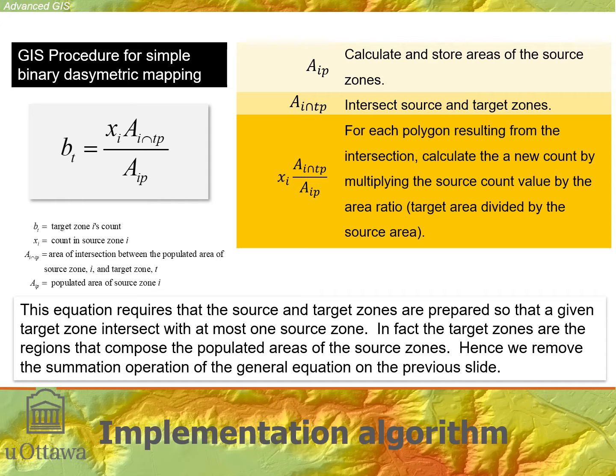And so we don't have a summation here in this particular case because we're bringing the data, or basically disaggregating data, to a smaller geographic level with basic area interpolation through a binary dasymetric mapping.